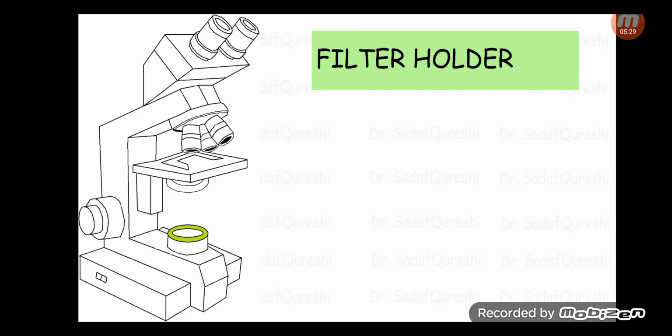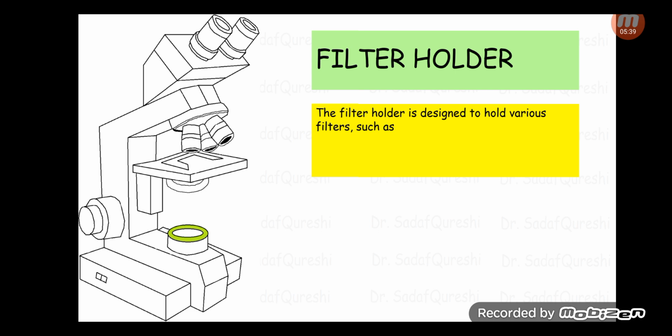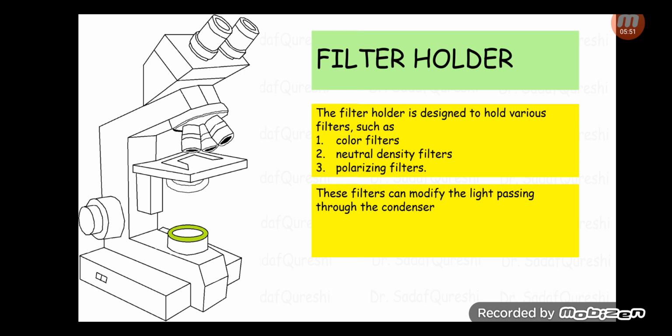The next optical part of the compound microscope is the filter holder. It is shown in the diagram highlighted in green. This filter holder is designed to hold various filters such as color filters, neutral density filters, and polarizing filters. These are different types of filters that are used with the compound microscope. These filters can modify the light passing through the condenser, thus improving the contrast of the specimen and reducing the glare, and it also enhances specific details in the specimen.